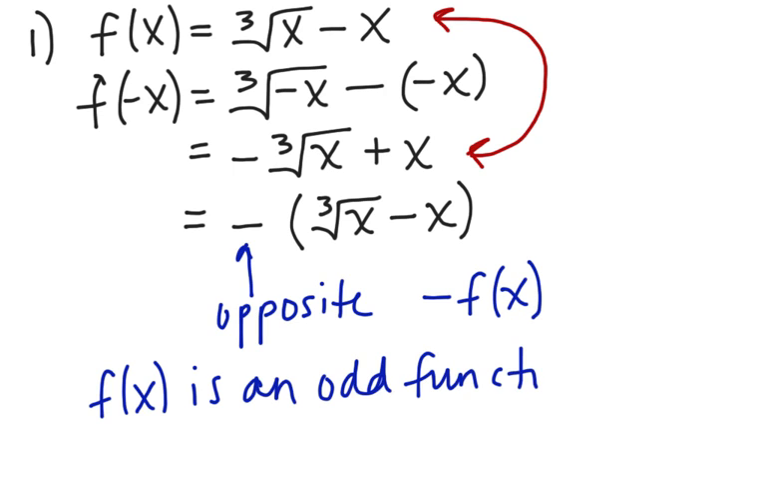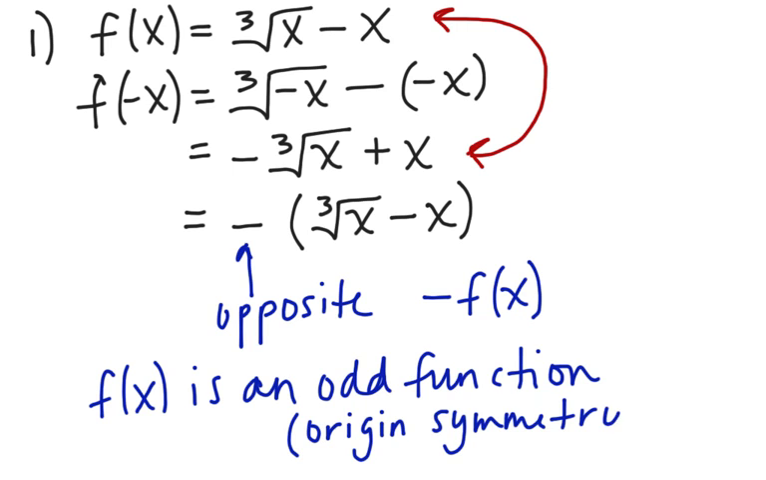If I were to then ask you what type of symmetry it has, you would tell me that it has origin symmetry. And to check this, you could always put it on your graphing calculator, take a look at the graph to see if indeed you are correct. But this would be the algebra you would show to justify why this is an odd function. It has origin symmetry.